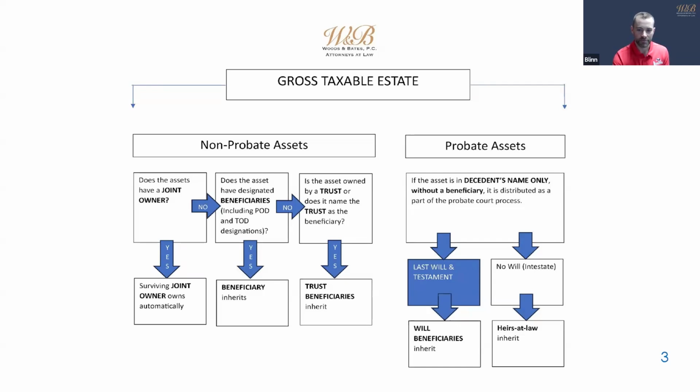So we're going to have will beneficiaries that are going to become important, and we're going to have what's called heirs at law. Our heirs at law are those beneficiaries that would inherit in the absence of a will. So if somebody did not have a will, the heirs at law are going to be outlined in the statute. For me personally, my heirs at law would be my spouse and my children. That can be different for everybody, but the statute says who those people are.